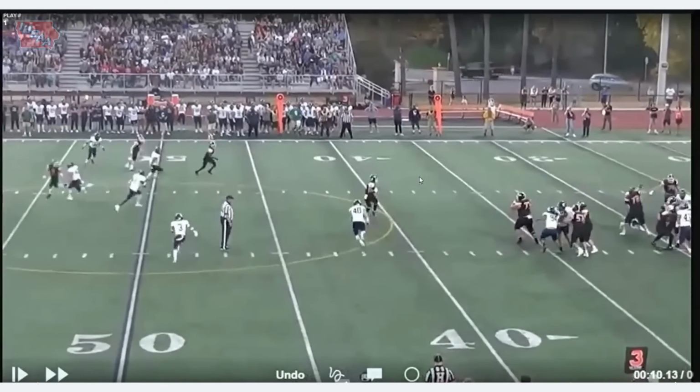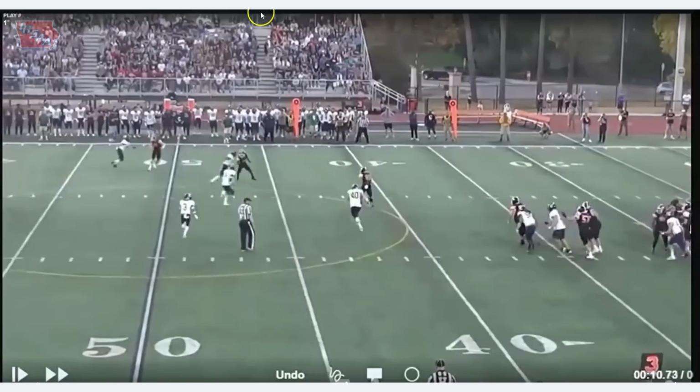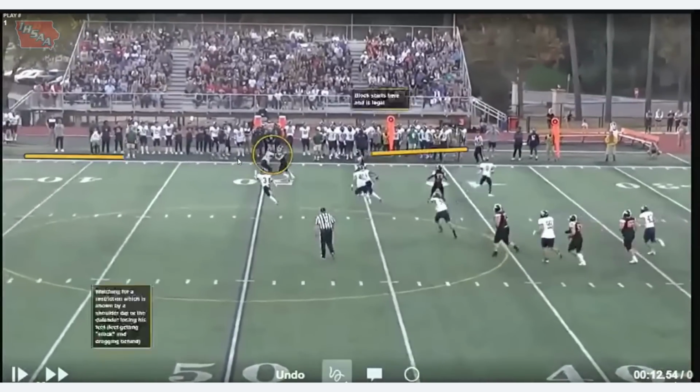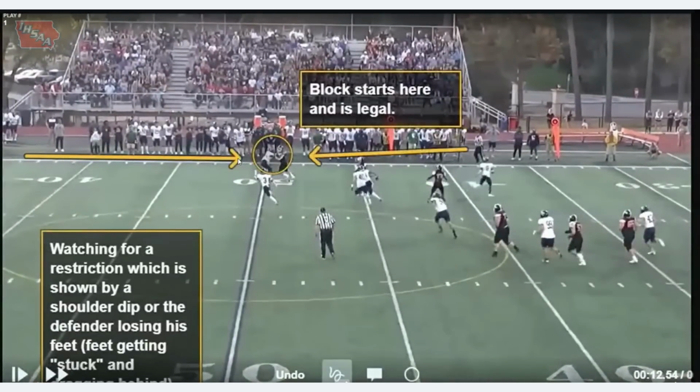So we get a good little chip block here by this man. He doesn't blindside block. He doesn't lay him out. Just a little chip block. And this block, if I freeze it here, we should have both these officials looking at it. In this case, if this was a high school game, we would have our back judge looking at that block. Okay, and so we would have our back judge and our headline judge on that block.